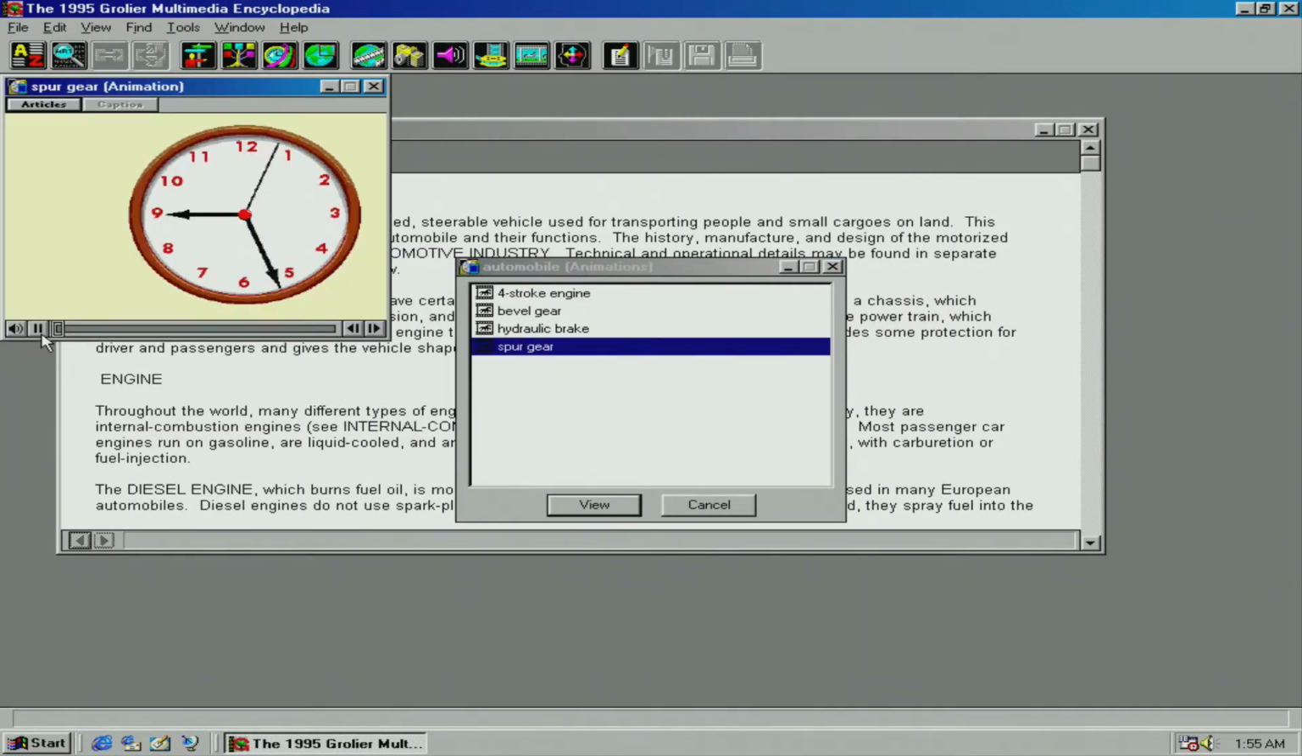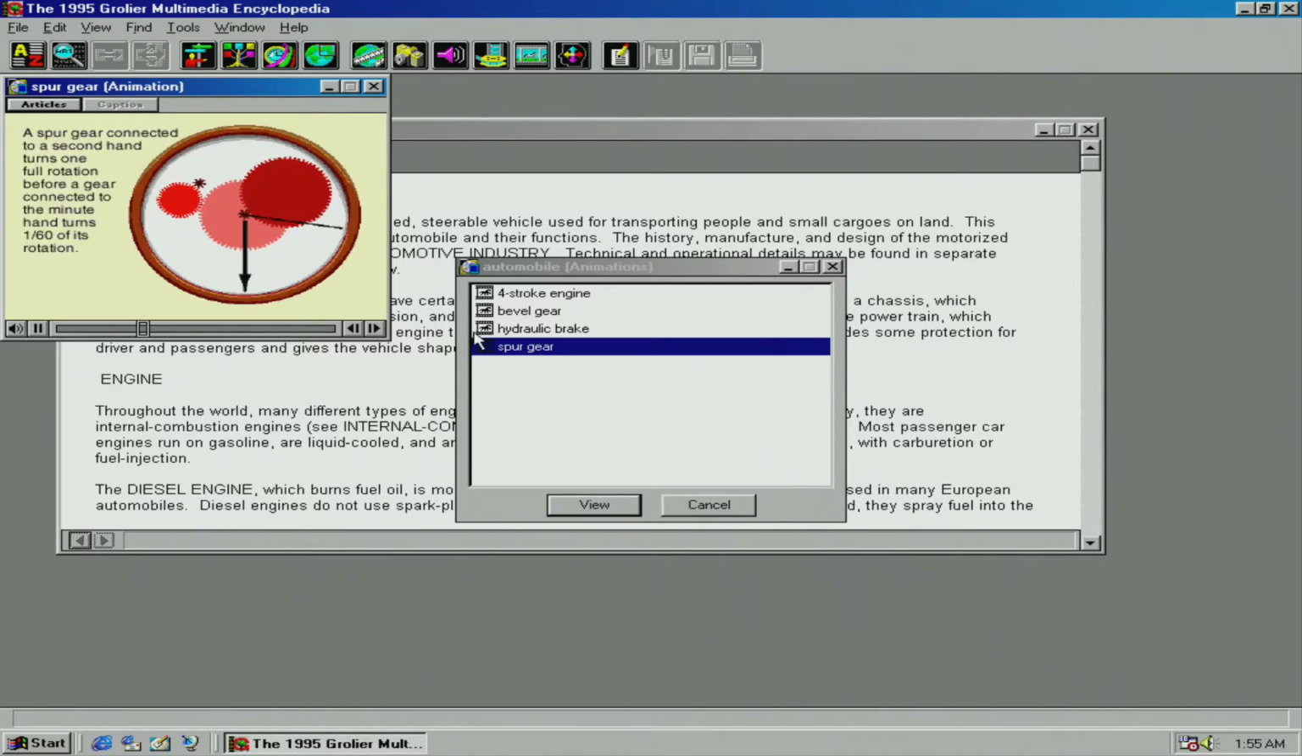Spur gears are a common type of gear and can be found in clocks. Their purpose is to transfer both speed and torque according to a basic rule called a gear ratio. For example, a spur gear connected to a second hand would turn 1 complete rotation before a gear connected to the minute hand turned 1/60th.